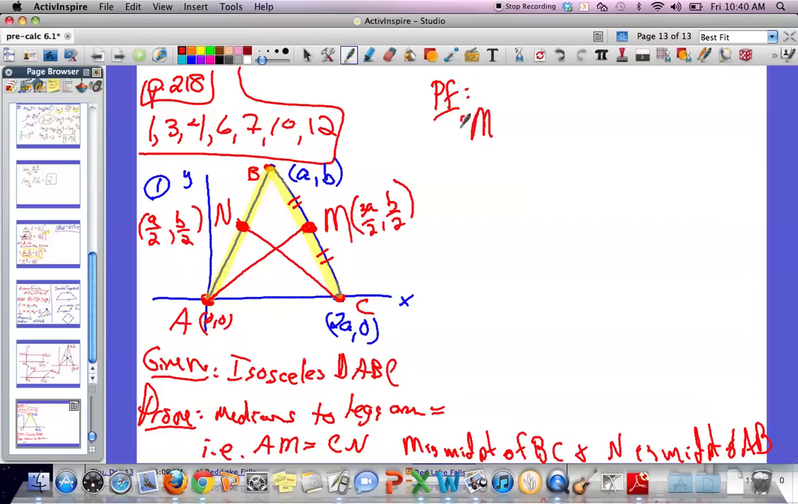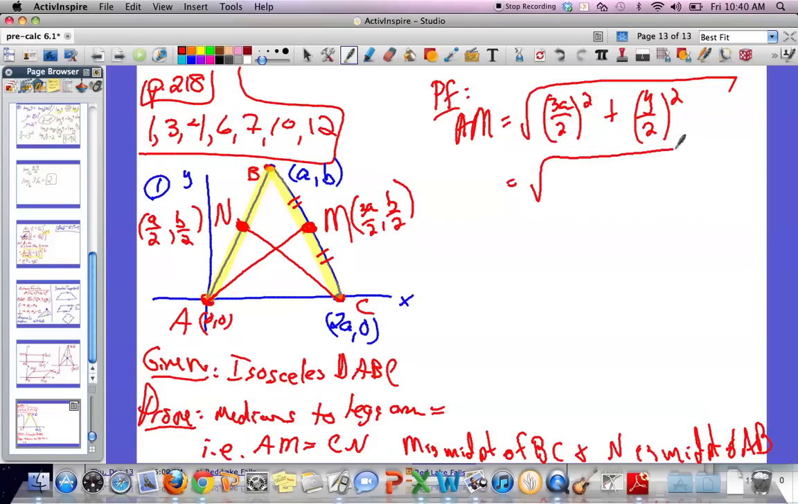So AM, what's the distance from A to M? Well, it's going to be the square root of x sub 2 minus x sub 1, so that's 3a over 2, the quantity squared, plus, changing my y's, y sub 2 minus 0, that'd be b over 2, the quantity squared. I'll go another step and clean this up a little bit. This would be 9a squared plus b squared, all over 4, and the square root of 4 is 2.